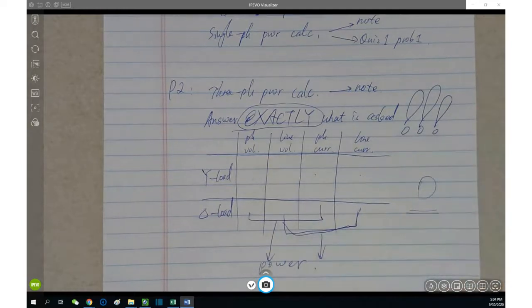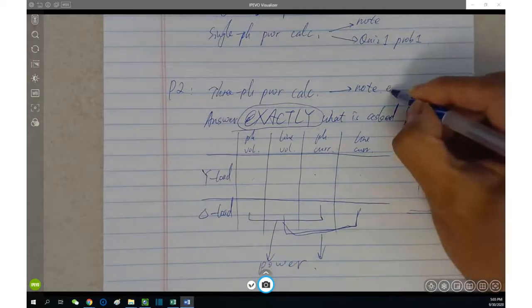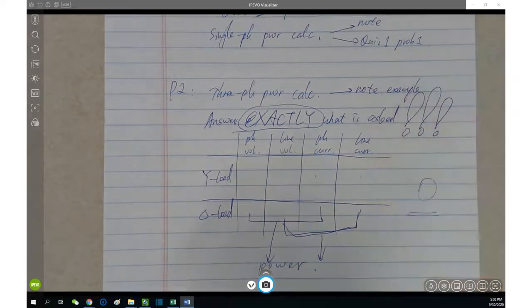Don't list this thing over there. Don't present everything. I'm not asking for everything. Remember this. The notes example is the best one to learn, to follow.